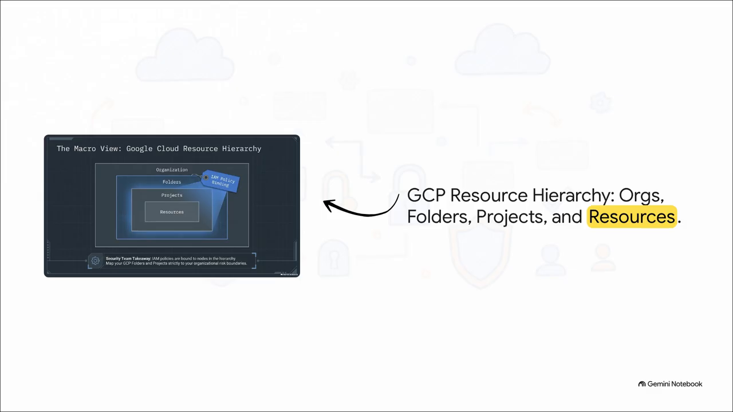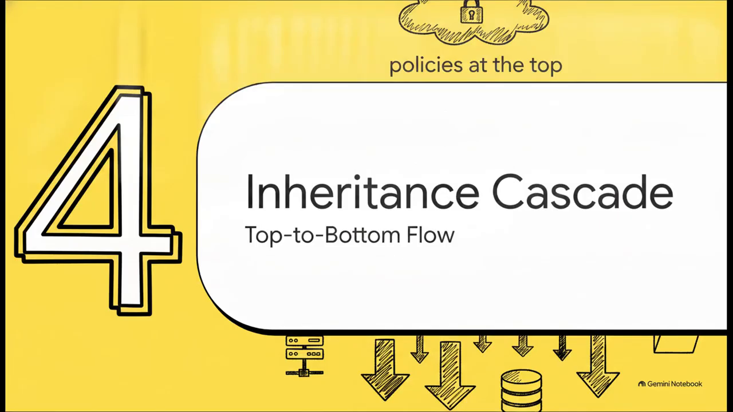And those IAM policy bindings, you actually attach them directly to these specific nodes. The absolutely crucial takeaway here is that you must map your GCP folders and projects strictly to your organization's real-world risk boundaries. Let's move to Section 4, the cascade of inheritance, top to bottom flow.